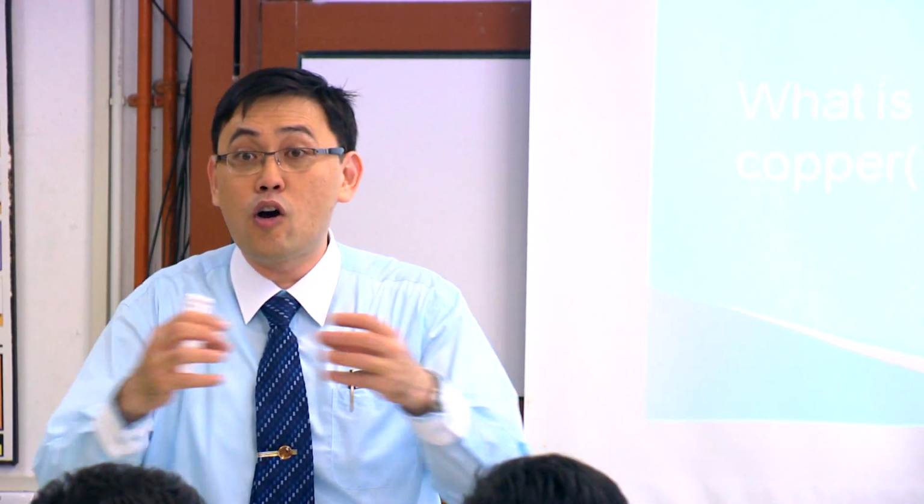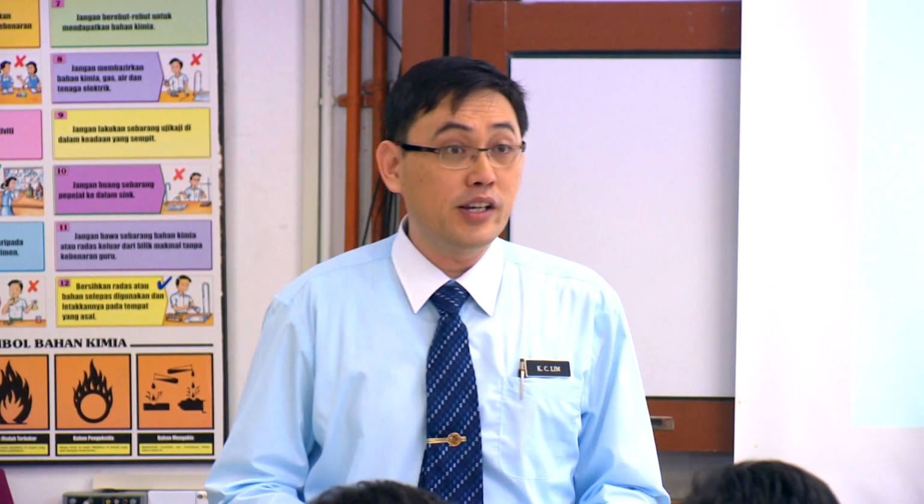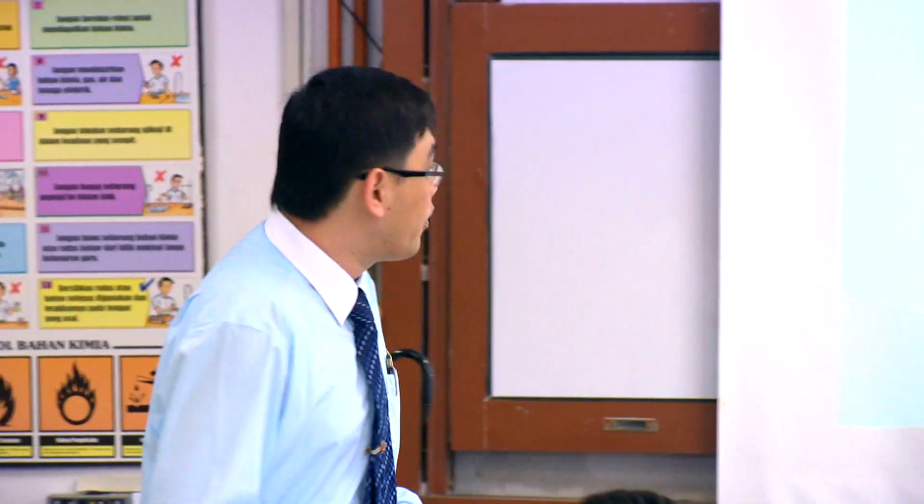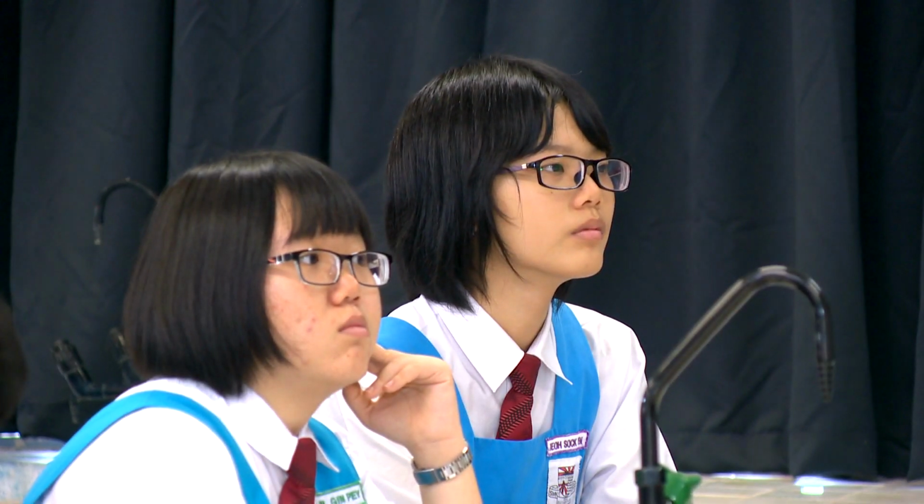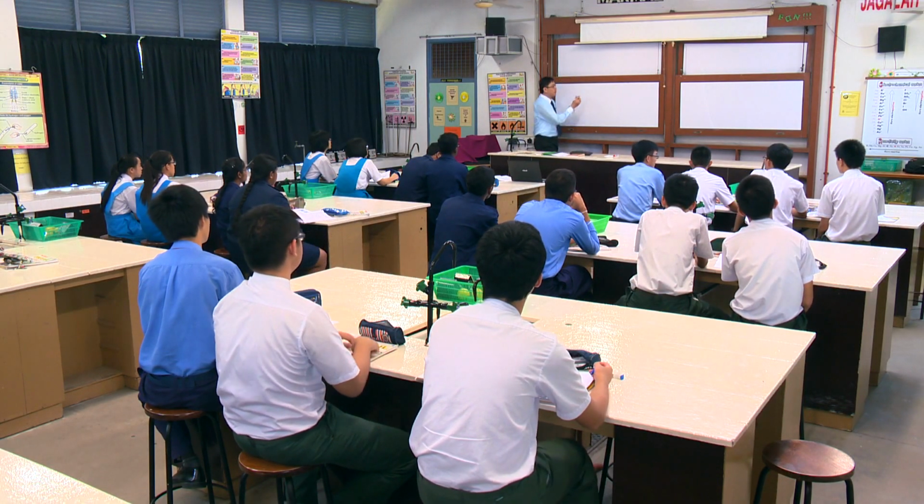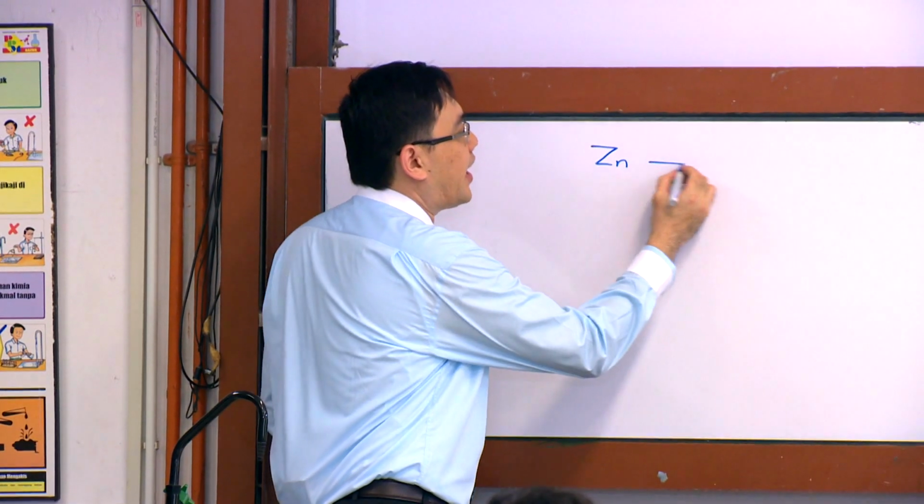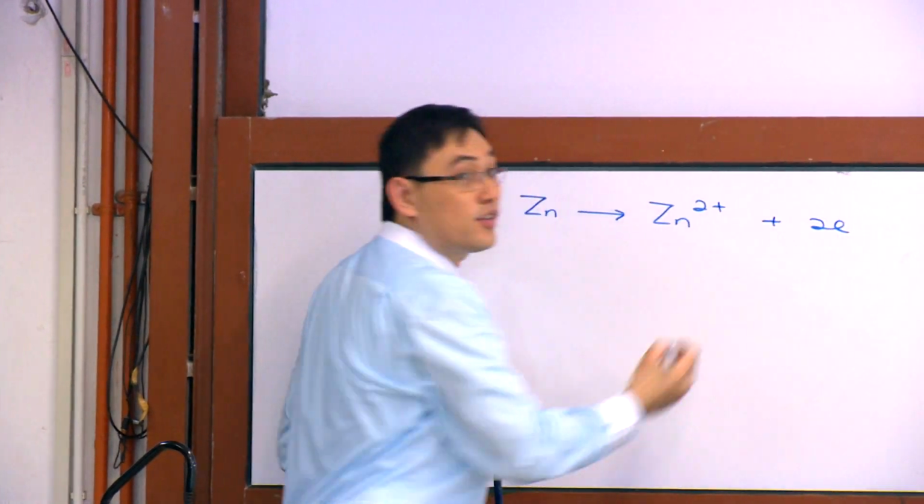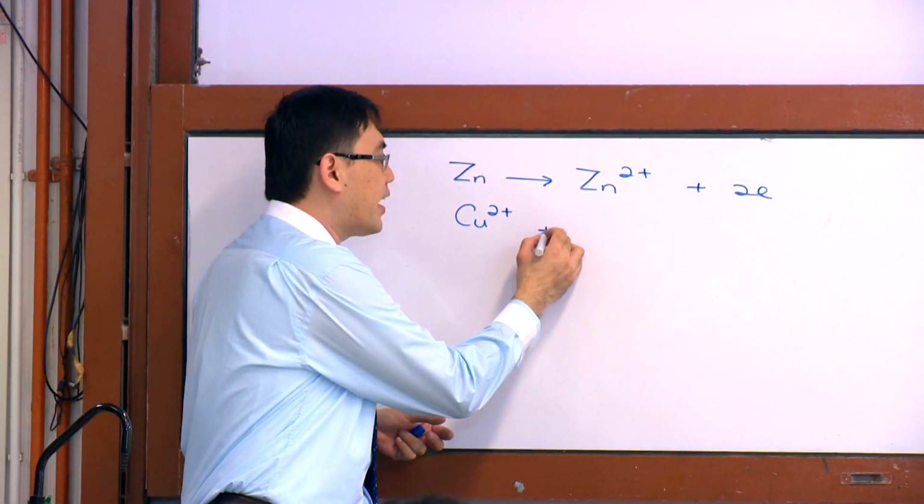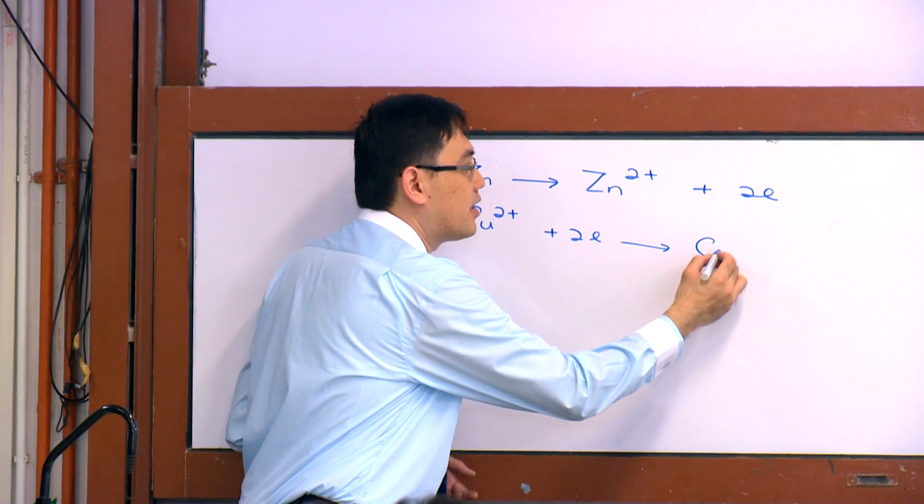So now we want to combine the half equations to form the ionic equation. How are we going to form the ionic equation? Just now in the negative terminal, we have the zinc turning into the zinc ion by losing 2 electrons, correct? On the positive terminal, we have the copper 2 ion, and this copper 2 ion will gain the electrons to become the copper.